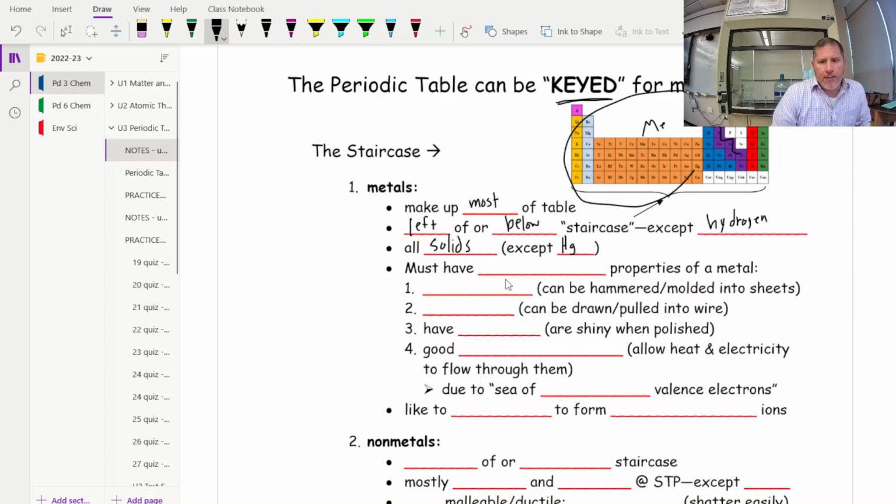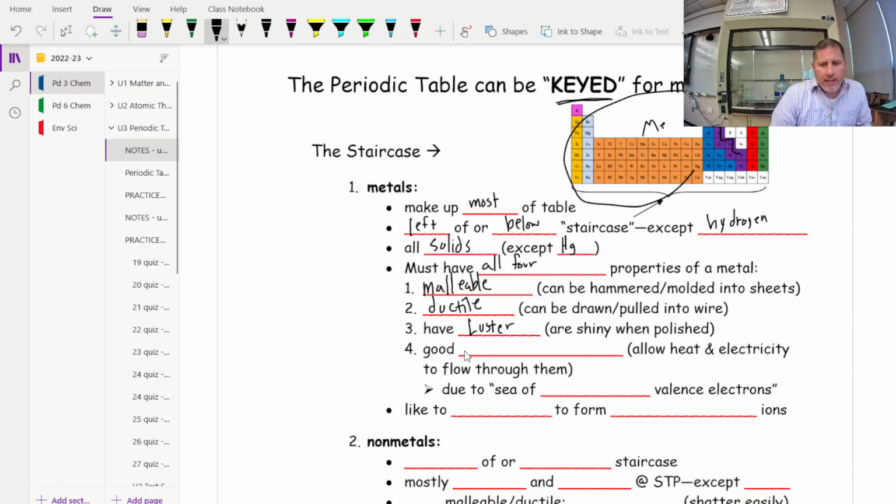All metals must have all 4 properties. First of all, the idea that metals can be hammered or molded into sheets is called malleability. So they're malleable. Second, they can be drawn or pulled into wire, so that's ductile. And they have luster, which is a beautiful shininess to the metal when polished.